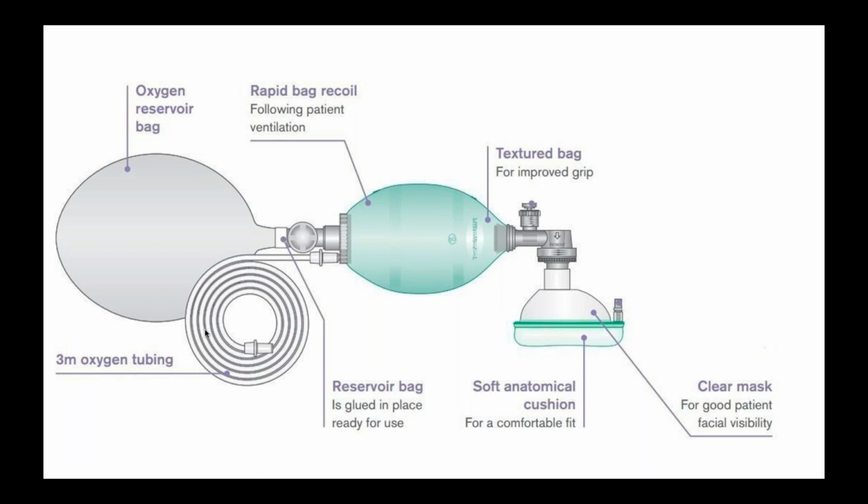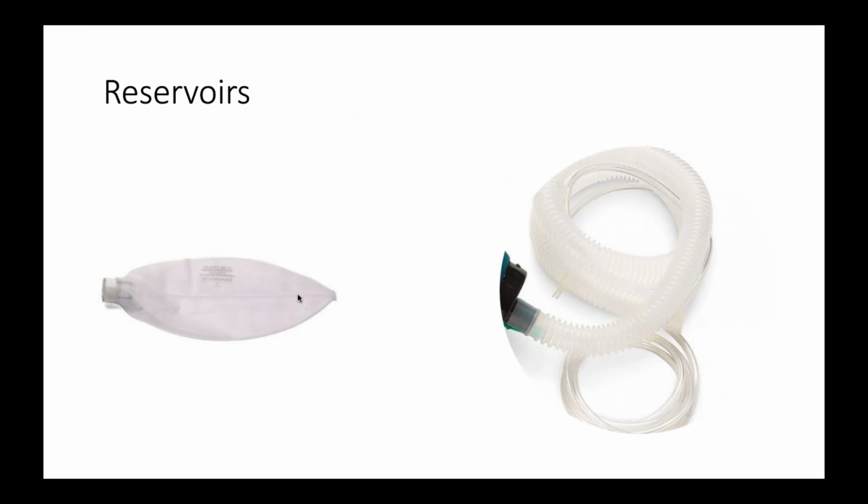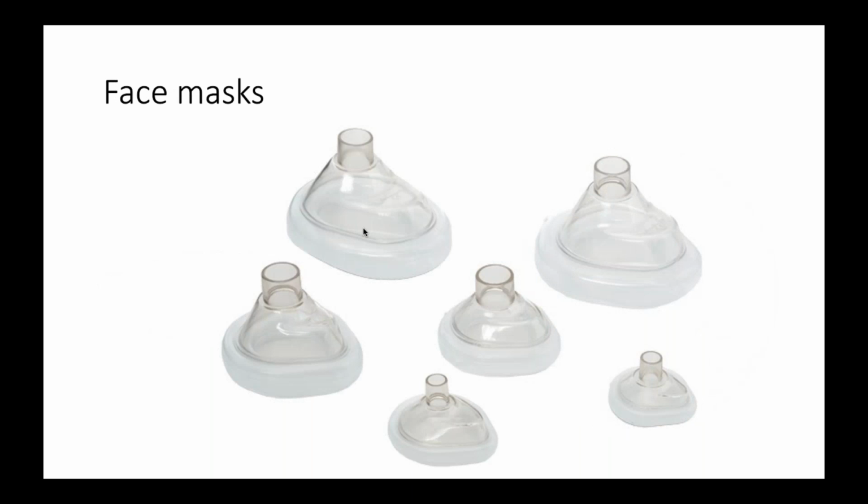Okay. So these are the two kinds of reservoirs. We have this balloon-shaped reservoir and we have this corrugated tube. This corrugation is there to increase the surface area. So either of them can be used. Now these are the different face masks. They have a cushioned part and these are used for resuscitation.